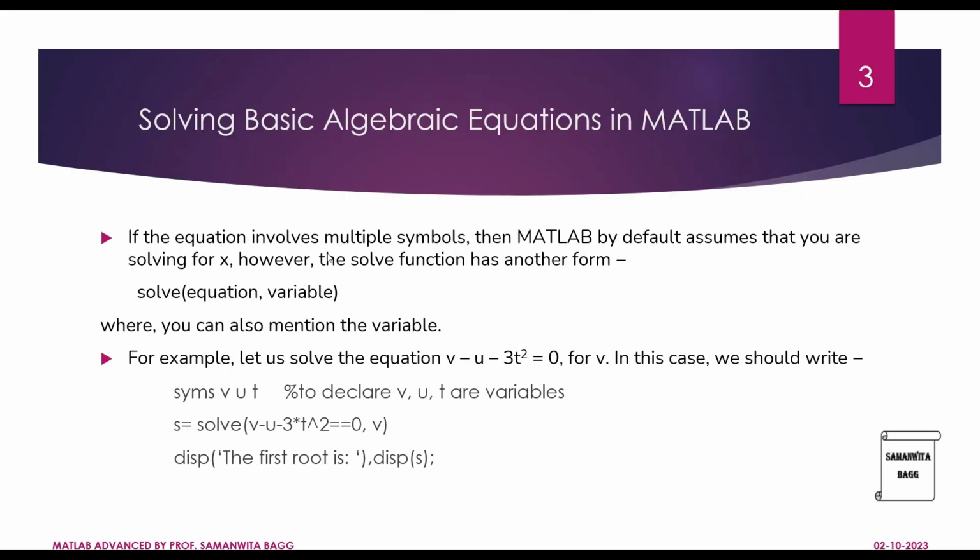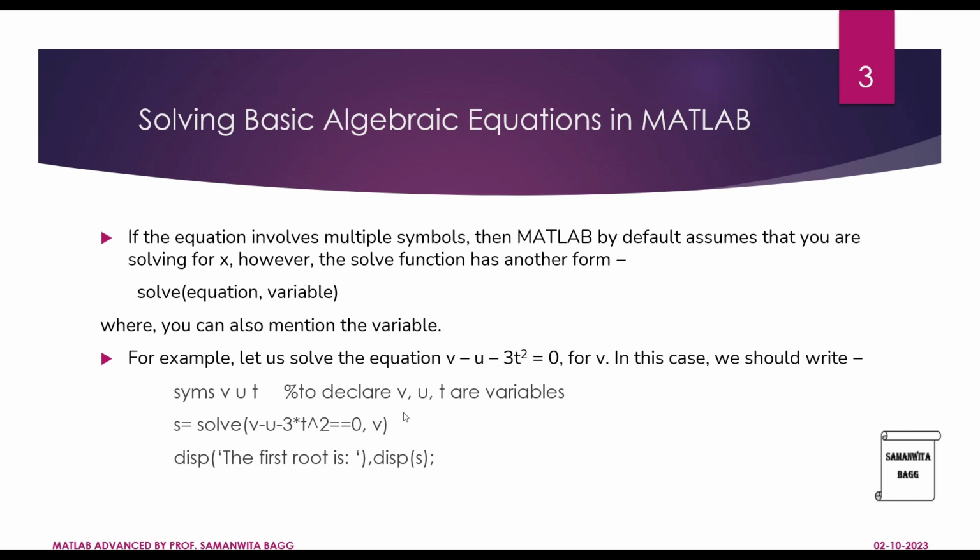If the equation involves multiple symbols, then MATLAB by default assumes that you are solving for x. However, the solve function has another form, solve equation comma variable, where you can also mention the variable. Say it is y, z, u, v, w, anything you can just mention here. For example, let us solve the equation v minus u minus 3t square is equal to 0, for v.